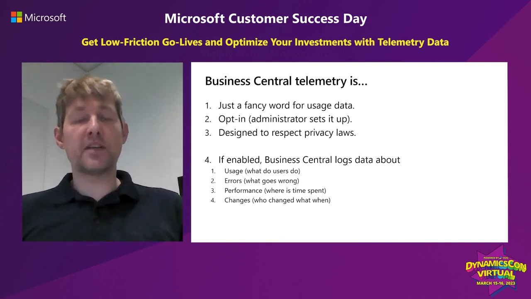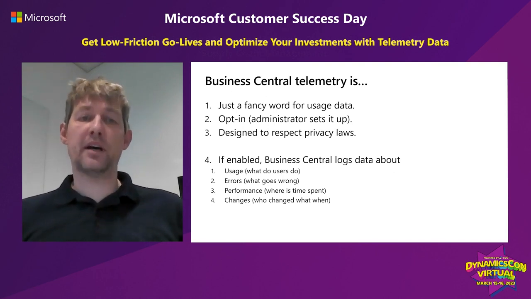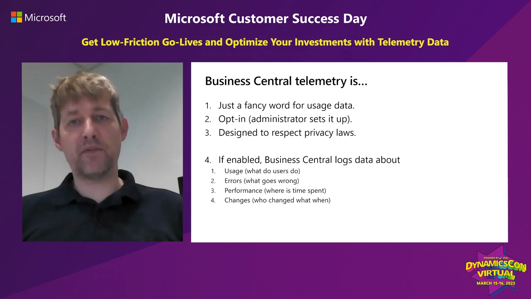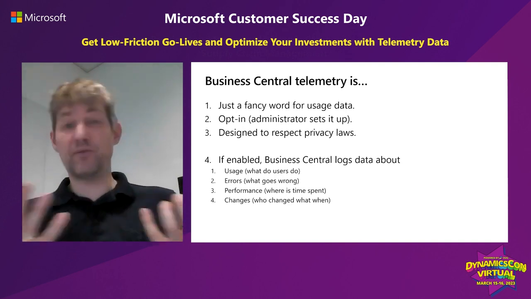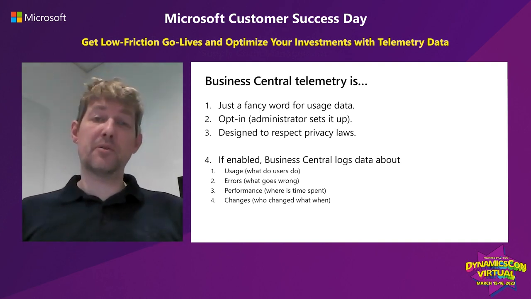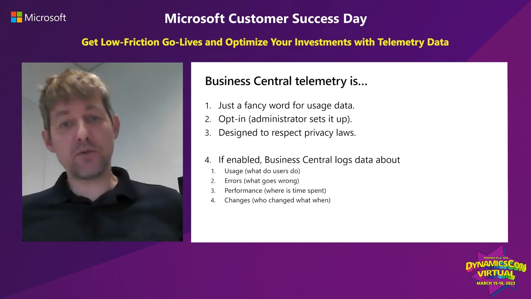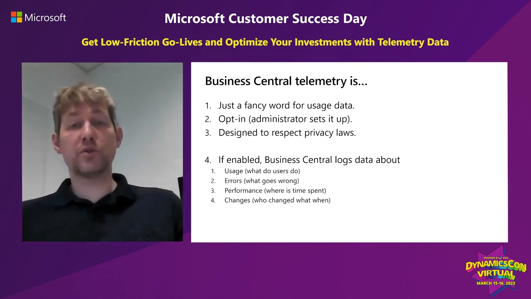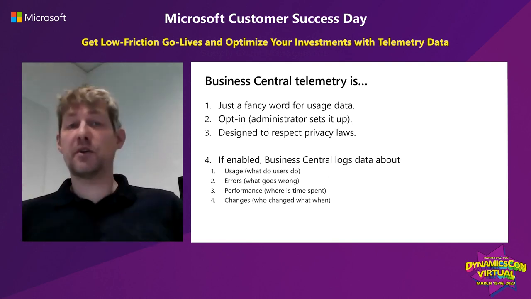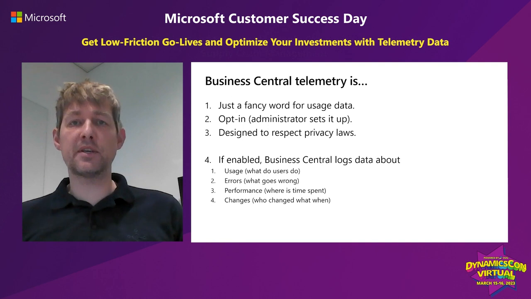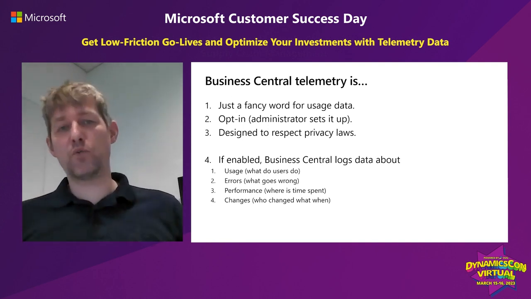And the feature itself has been designed to be privacy compliant. We design privacy into this. So wherever you are under GDPR in the European Union or have any other privacy laws regulating what you are allowed to do, telemetry just conforms to all of that. If telemetry is enabled for a Business Central environment, we, meaning Business Central, will log data about the usage, what do users do in Business Central, errors if something goes wrong, performance, where time is spent. We're not going to talk a lot about performance in this session, and changes, who changed what, when.